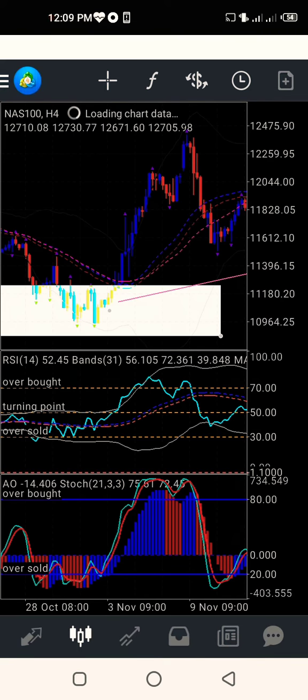So as we can see here, in the daily time frame the stochastic oscillator is oversold, but the RSI is not oversold. It's above 50. But when you get to the 1 hour and 4 hours chart, you can see that the stochastic oscillator is oversold, and also your RSI is oversold. So it gives you a clear entry here.